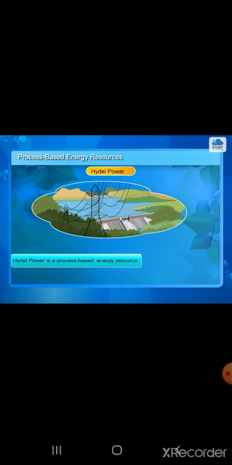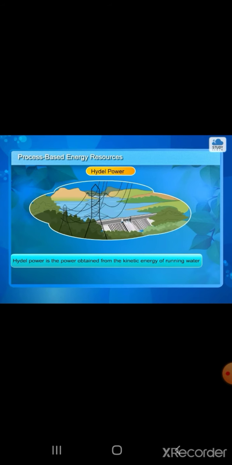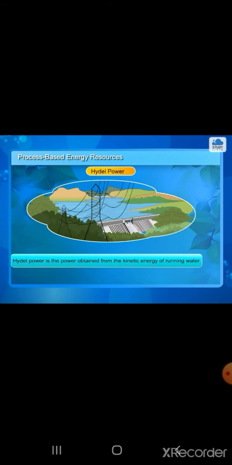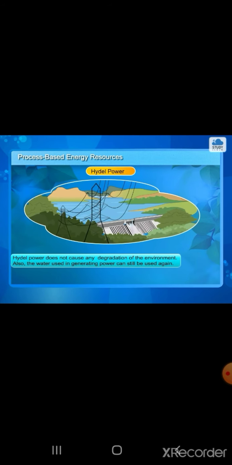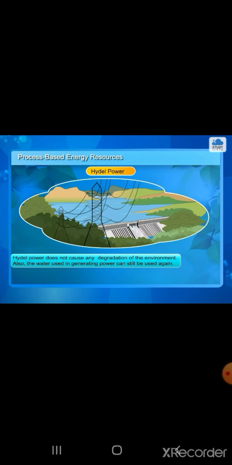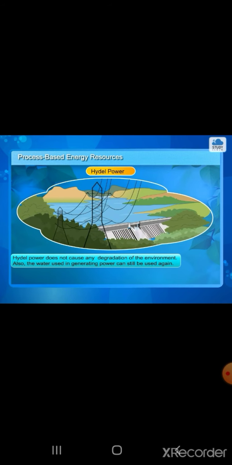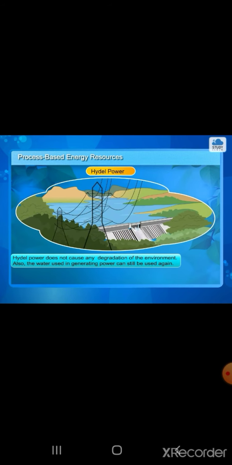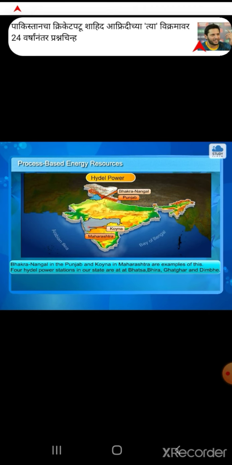Hydel power. Hydel power is a process-based energy resource. Hydel power is the power obtained from the kinetic energy of running water. Hydel power does not cause any degradation of the environment. Also, the water used in generating power can still be used again. Bhakra Nangal in the Punjab and Koyna in Maharashtra are examples of this. Hydel power stations in our state are at Bhatsa, Bhira, Ghatghar and Dimbi.